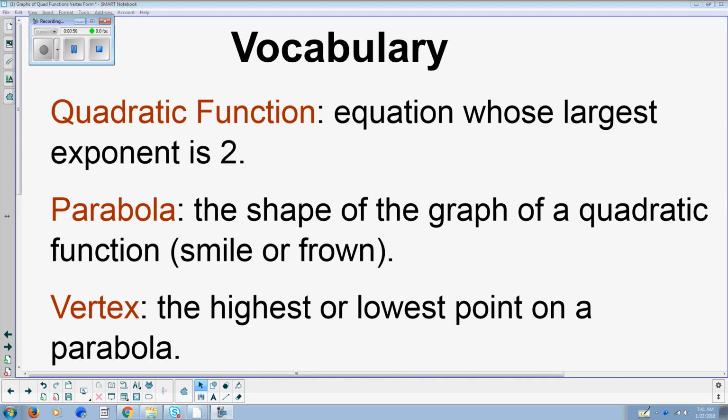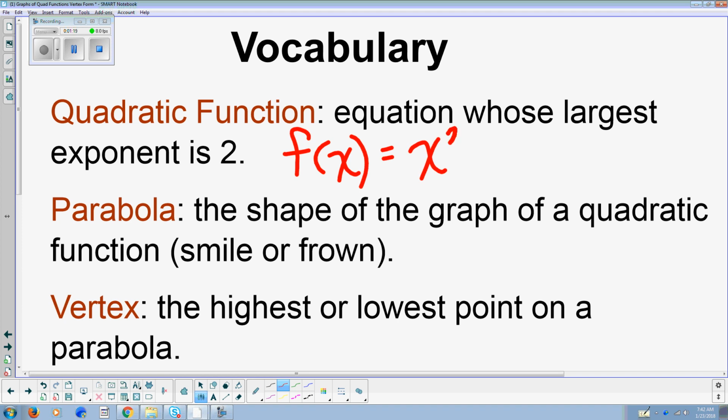So a quadratic function itself is an equation whose largest exponent is 2. And we've talked about that several times this year. That should be familiar territory for us. So we're looking for a function form, f of x, where you have x's in the equation, and it has a highest exponent of 2. So there's no exponents of 3 or 4 or anything higher than 2, and there has to be an exponent of 2. So you may have x squared plus x plus 1. That would be an example of a quadratic function.